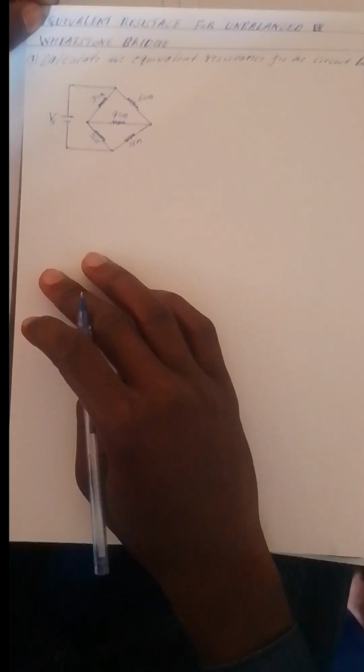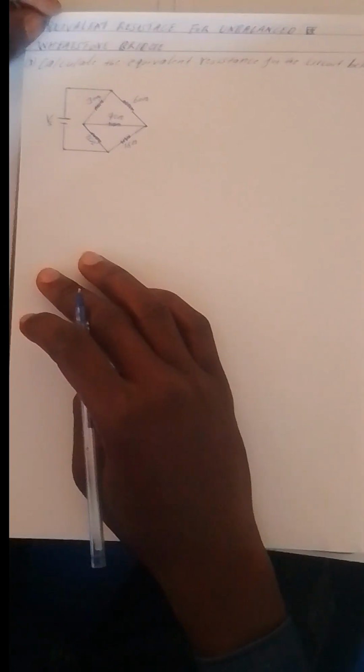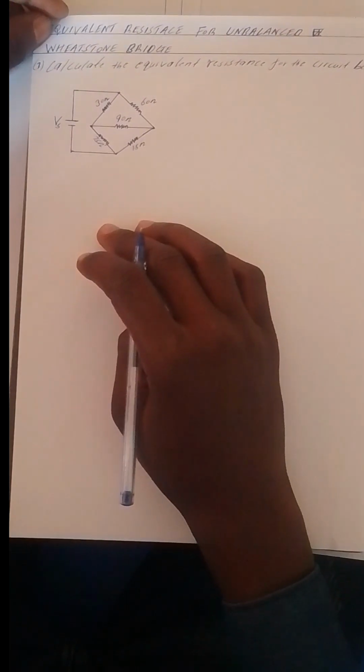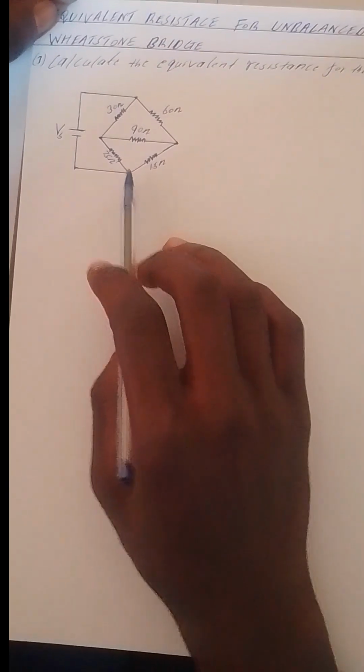For today's video, we are going to tackle equivalent resistance for an unbalanced Wheatstone bridge. So let's take an example of this question. Calculate the equivalent resistance for the circuit below. So here is the circuit.